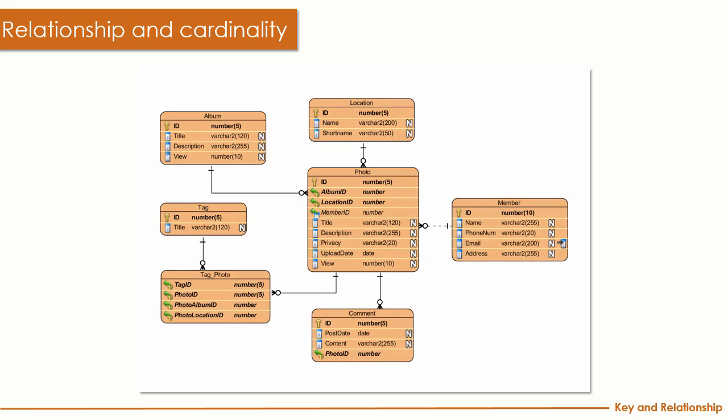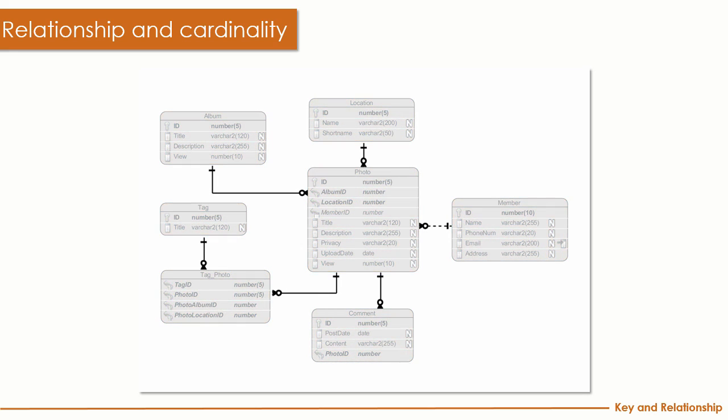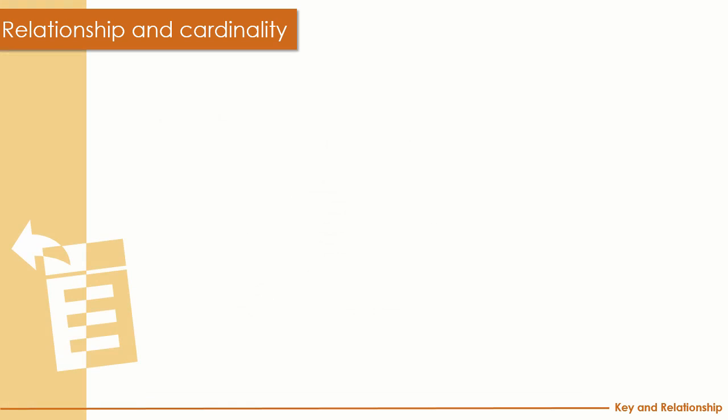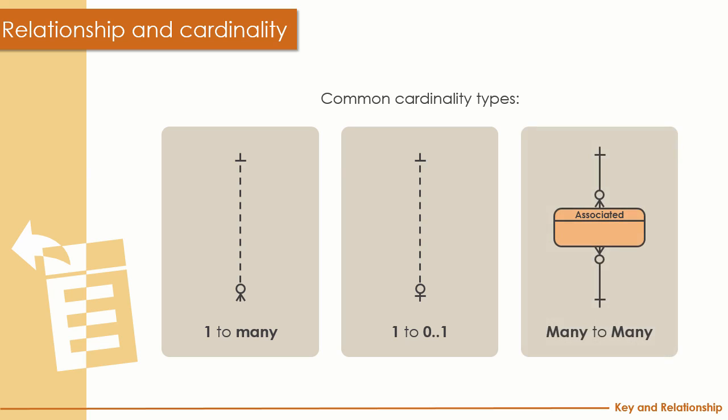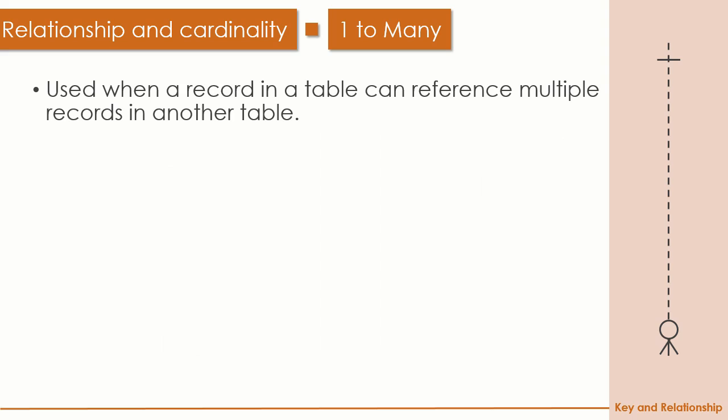Let's move on to talk about the relationship and the cardinality. The relationship is showing the foreign key, and for relationship and cardinality we find three common types. One is one-to-many, which is the most popular to use. Another one is one-to-one, or one-to-zero-or-one, which is optional or not optional. The third one is many-to-many. Let's take a look one by one.